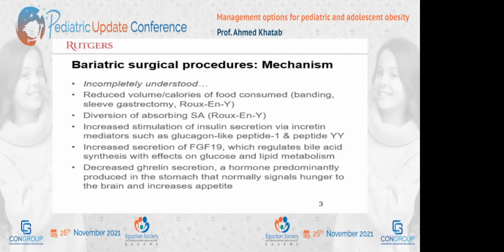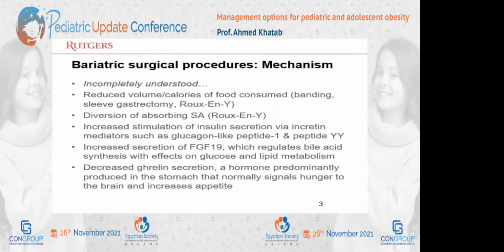The mechanism of action, or how bariatric surgical procedures help, is incompletely understood. But we know there's a reduced volume or calories of food consumed, especially in the banding or the sleeve gastrectomy. There's diversion of absorbing surface area in the Roux-en-Y. There's increased stimulation of insulin secretion via incretin mediators such as GLP-1 and peptide YY.